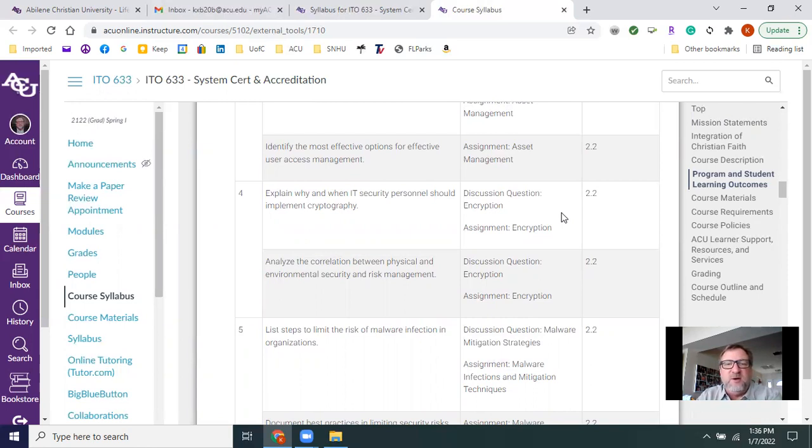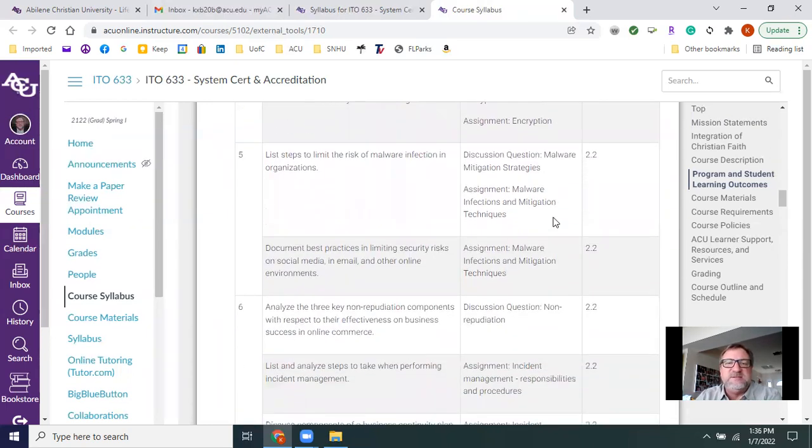In week four, we'll explain why and when IT security personnel should implement cryptography, and we'll have a discussion on encryption, and the assignment will focus on encryption. We'll also analyze the correlation between physical and environmental security and risk management.